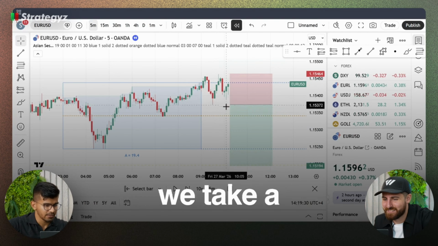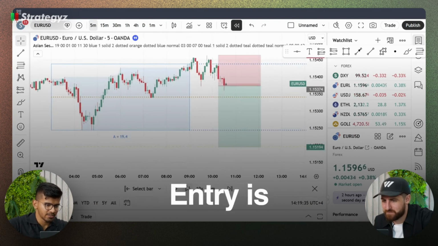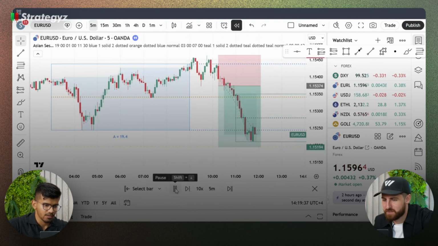Now if it breaks here, we take a direct impulse entry. There we go, entry is triggered. We play this. There we go. And honestly, it's not that rocket science. Absolutely, keeping it simple is better.